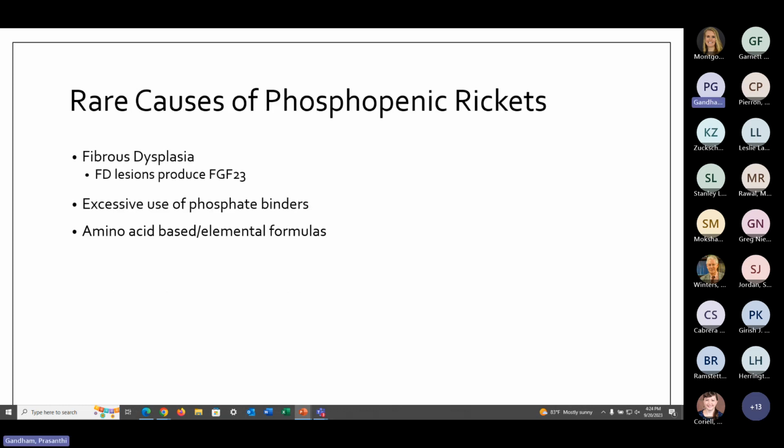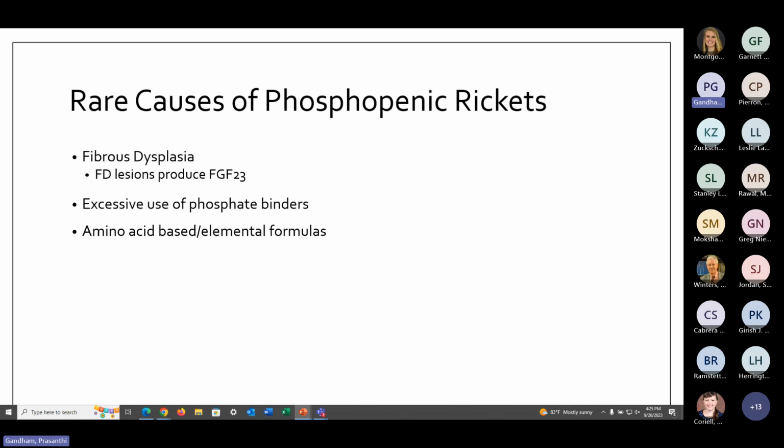There are also a number of more rare causes of hypophosphatemic rickets. In the setting of fibrous dysplasia, which can be either monostotic or polyostotic, you can actually have hypophosphatemia because many FD lesions produce FGF23. Of course, depending on the amount of disease burden you have, you're going to have more severe hypophosphatemia. So those with polyostotic disease are much more likely to have clinically significant hypophosphatemia than those who have monostotic lesions. Excessive use of phosphate binders can cause hypophosphatemia.